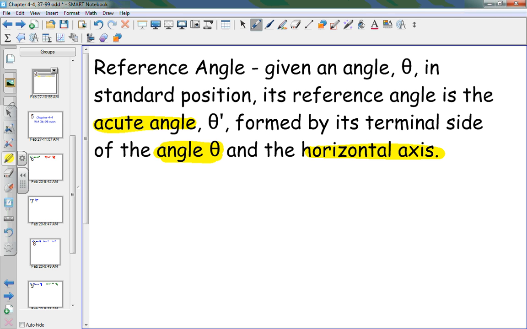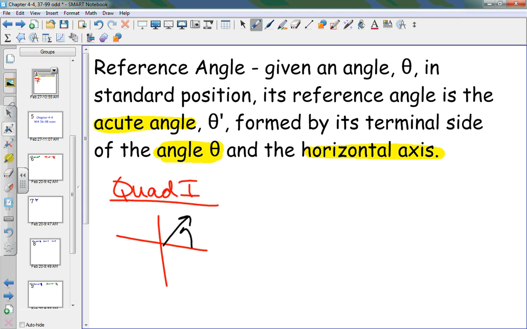Now, I'm going to go through and we're going to talk about all the different quadrants. If you are in quadrant 1, here's my angle, theta. How do I find theta prime, my reference angle? Well, a reference angle is supposed to be an acute angle. If I'm in quadrant 1, am I an acute angle? Yes. So do I have to worry about anything in quadrant 1? No. In quadrant 1, theta and theta prime are exactly the same thing. Theta and theta prime, which is my reference angle, are exactly the same. Does that make sense?